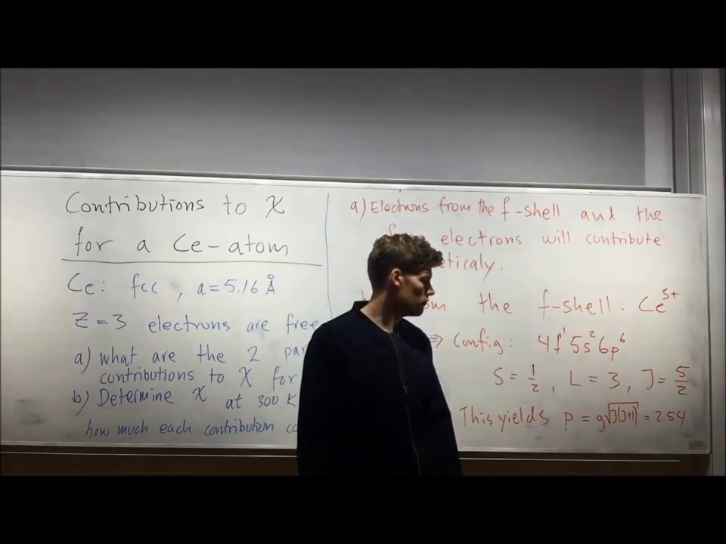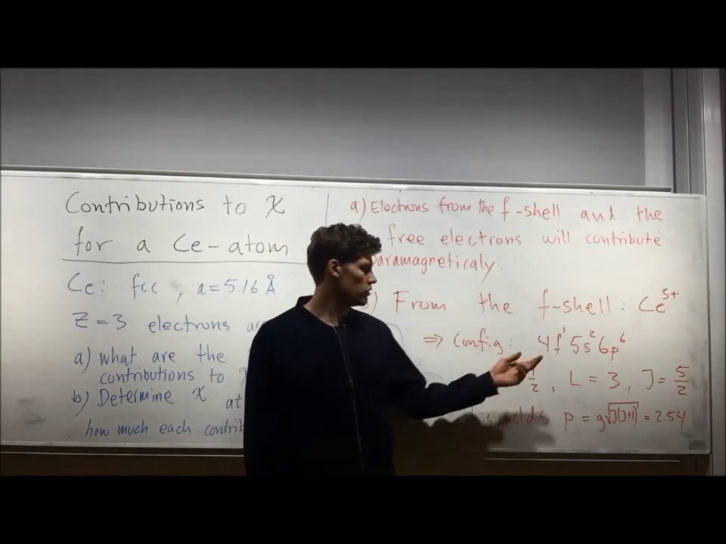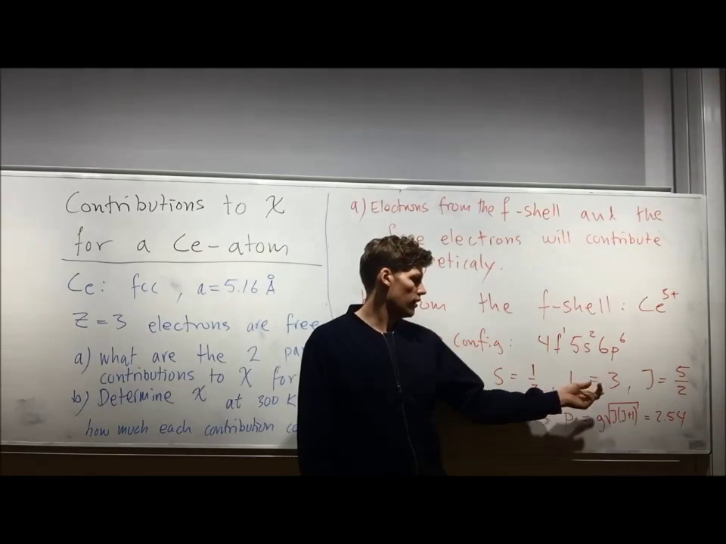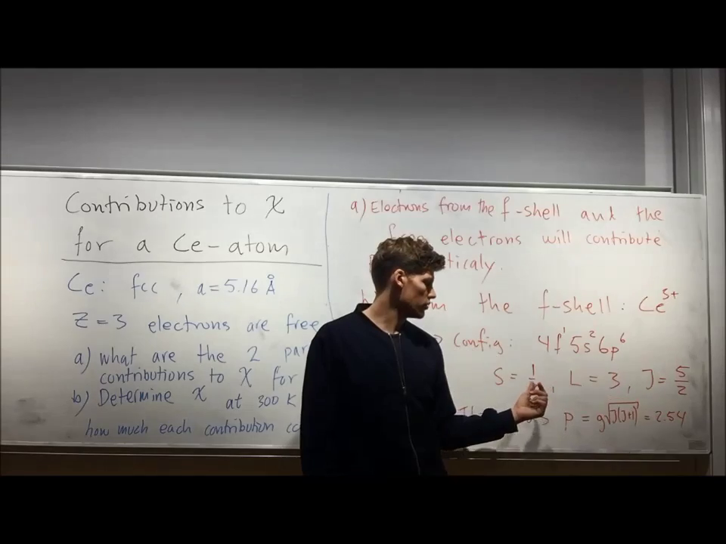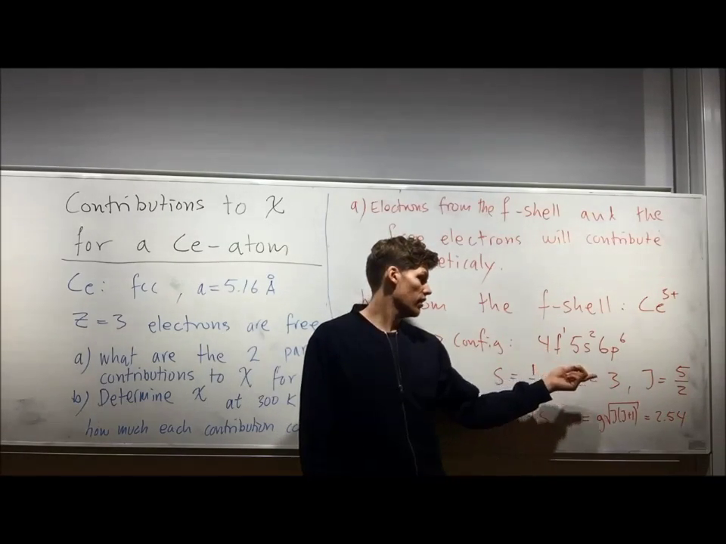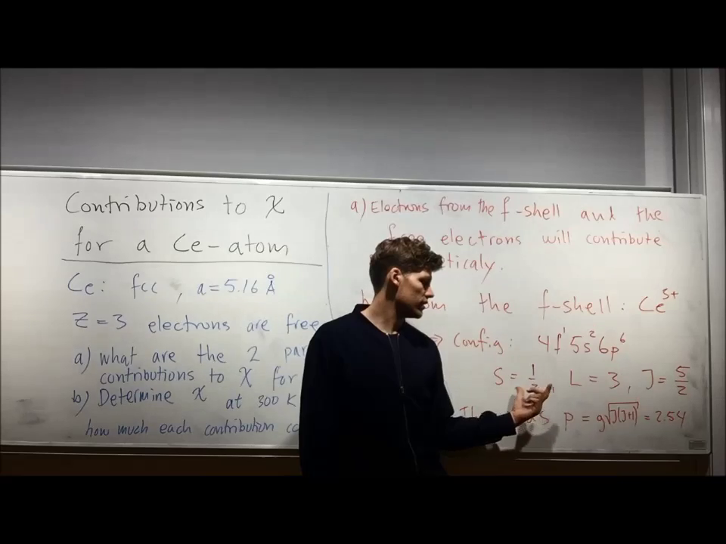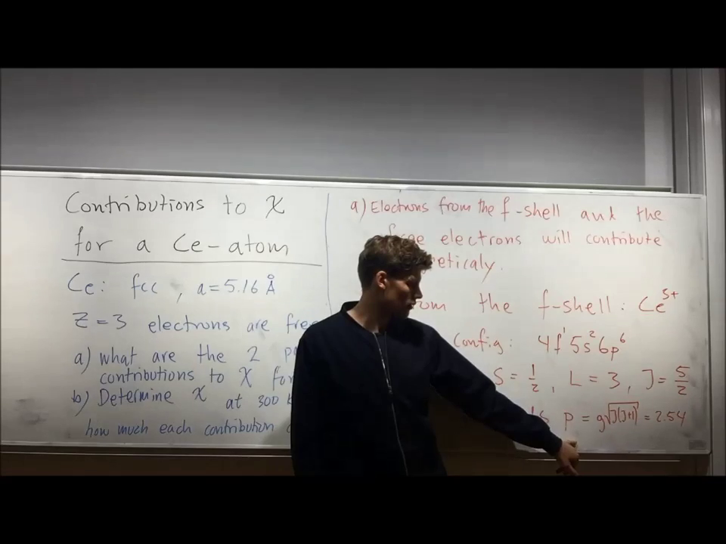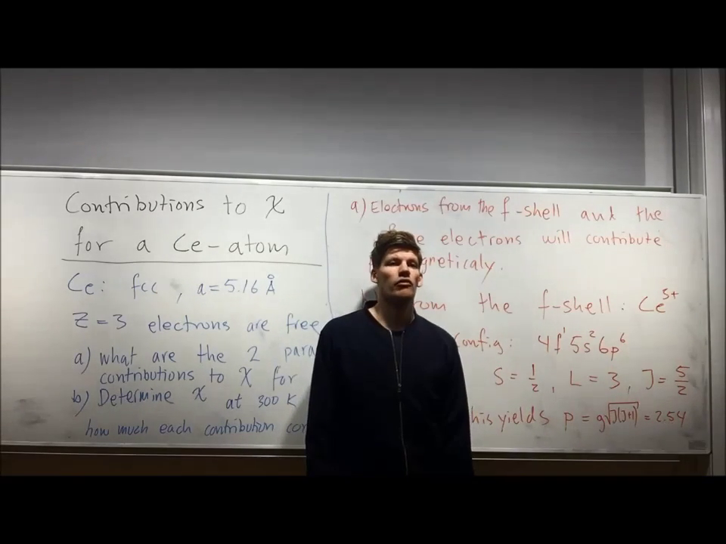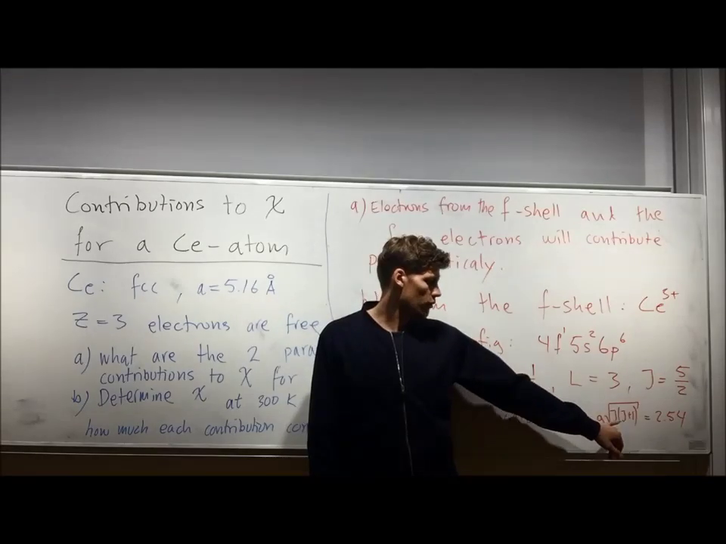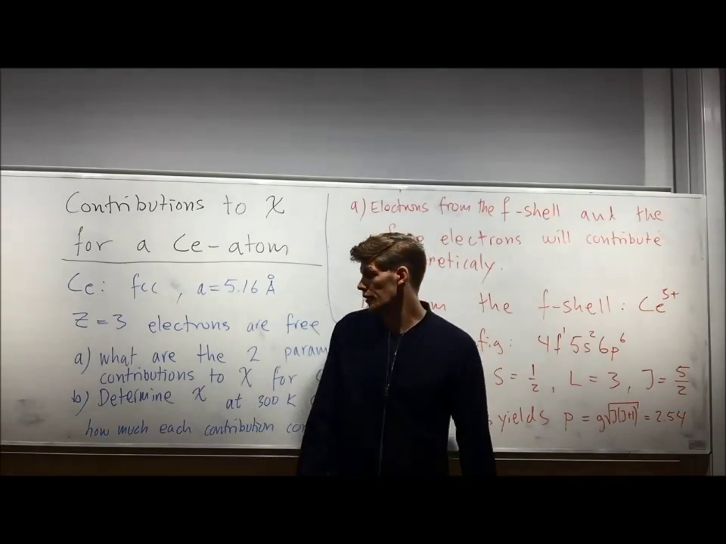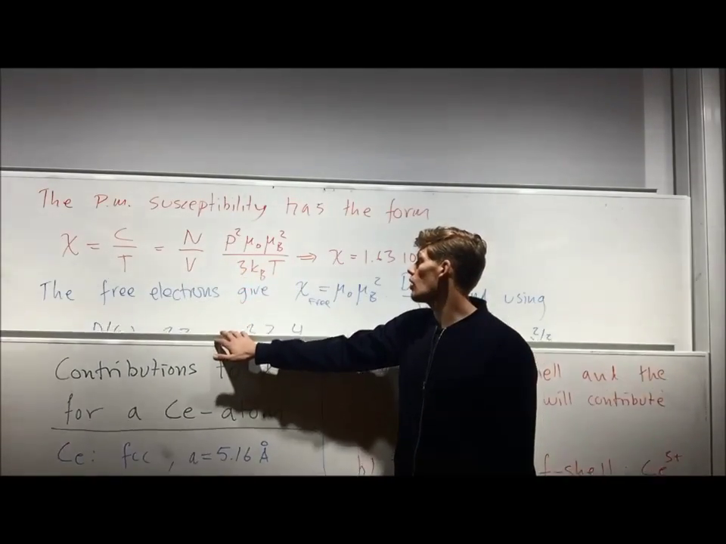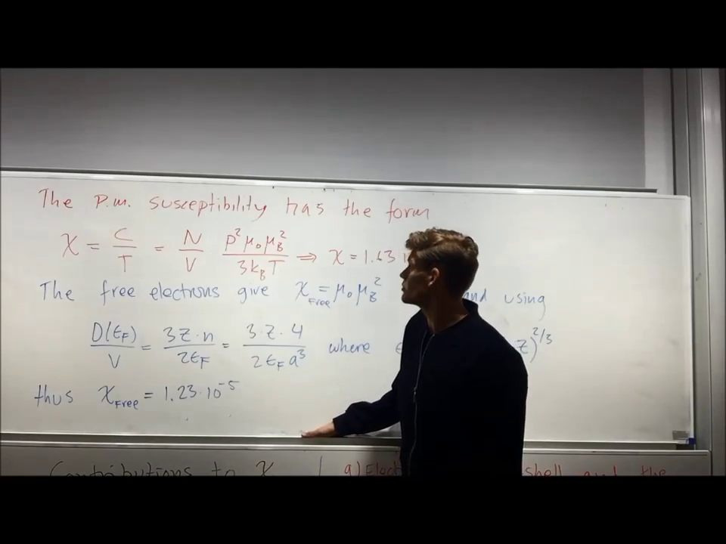And this configuration basically has S equal a half, right? L equals 3 and J equals, since it's less than half filled, L minus S, which is 5 halves. And putting that in, you get the effective number of Bohr magnetons, P, equal to 2.54, which we will need later, right? And we'll put this down here. Okay. So that's the contribution from the F shell.